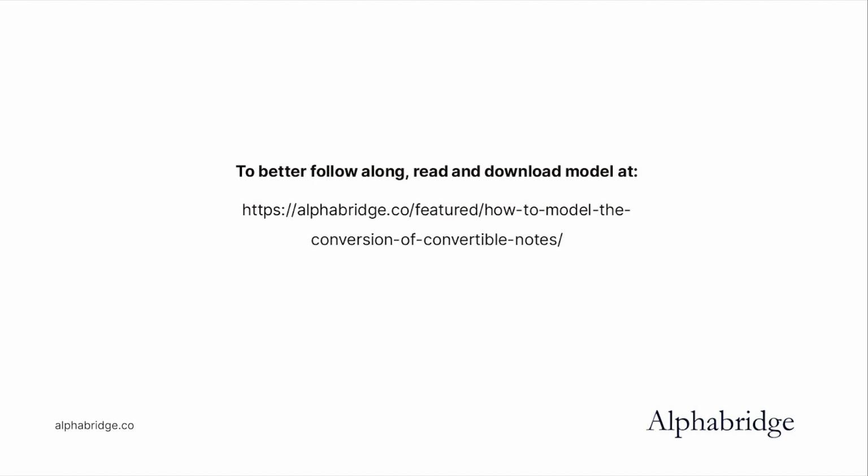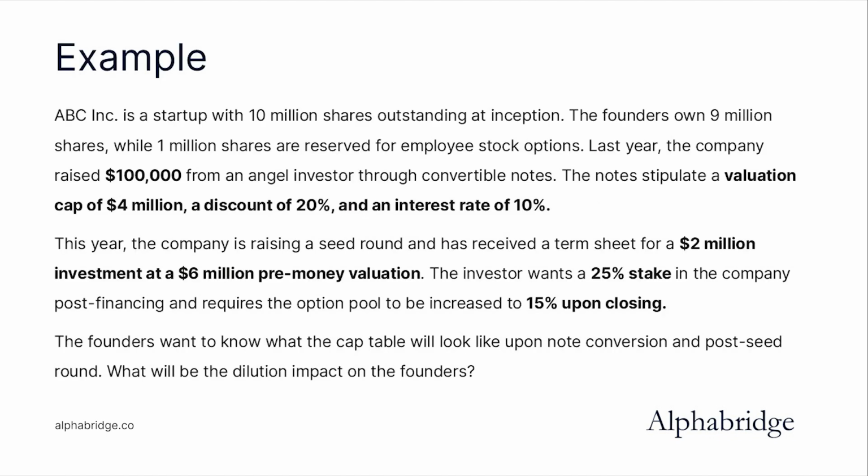better follow along. In our example, we have a company that starts out with 10 million shares outstanding. 9 million shares belong to the founders and 1 million to the employees. The company had raised $100,000 from an angel investor last year through convertible notes. The notes carried a valuation cap of $4 million, a discount of 20%, and an interest rate of 10%.